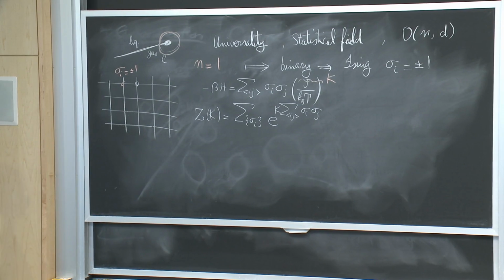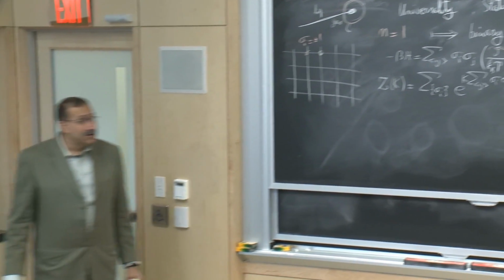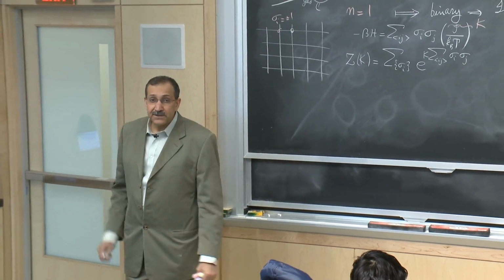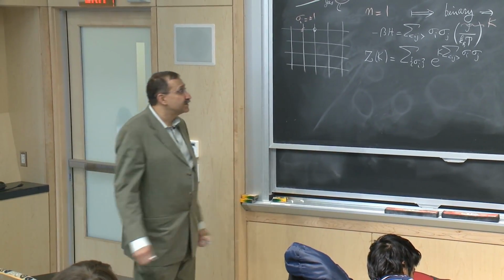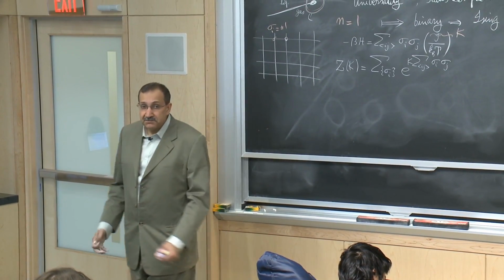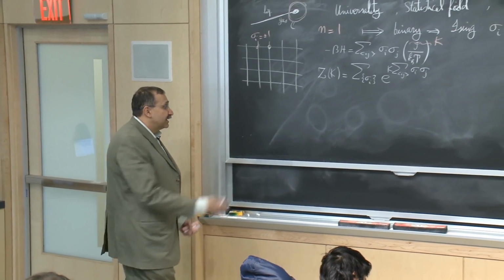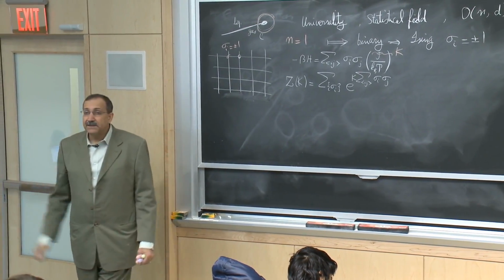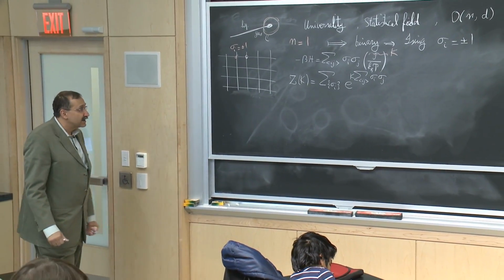So now we've just recast the problem. Rather than having a partition function, which was a functional integral over all configurations of a statistical field, I have to do this partition function, which is a finite number of configurations, but it's still an interacting theory. I cannot independently move the variable at each site.